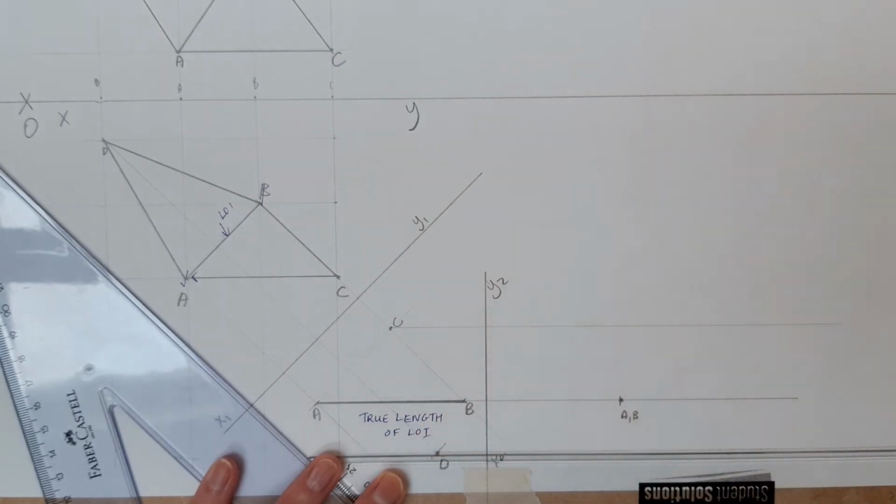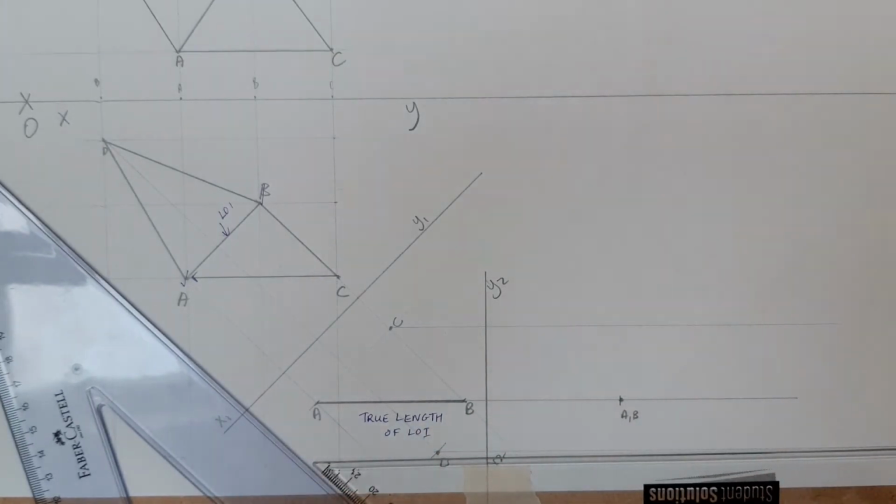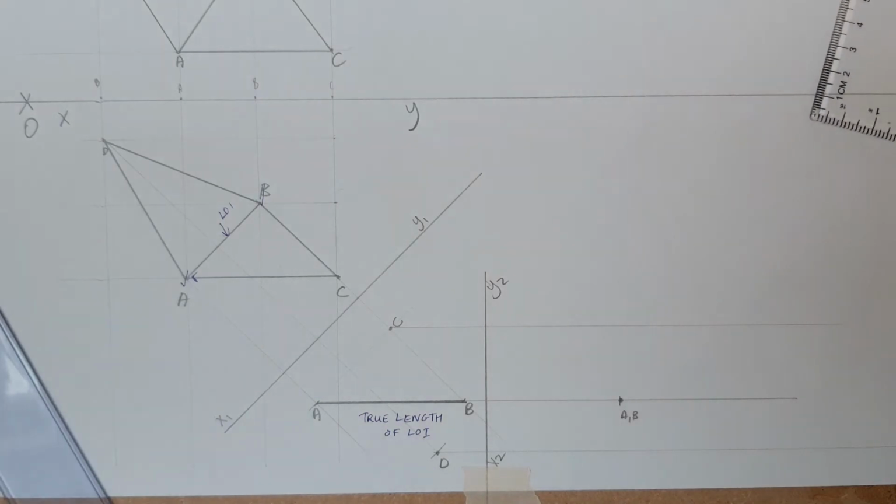We're going to do quite a bit of this because the dihedral angle comes up at least 3 times in every single exam paper. It comes up in part A, comes up in part B, and comes up in part C. So you really need to have a good handle on it.